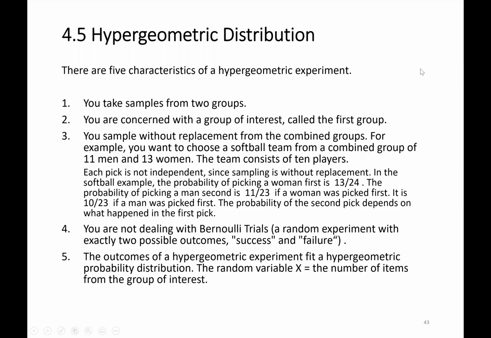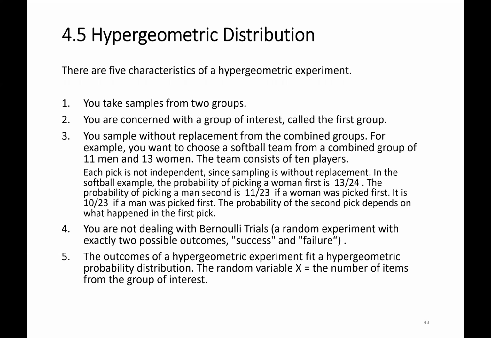In section 4.5, we're going to look at the hypergeometric distribution. The hypergeometric distribution is the only distribution you will not be able to do on your calculator, but you can do it in Excel, and there is a formula for the hypergeometric. There are 5 characteristics of a hypergeometric experiment.